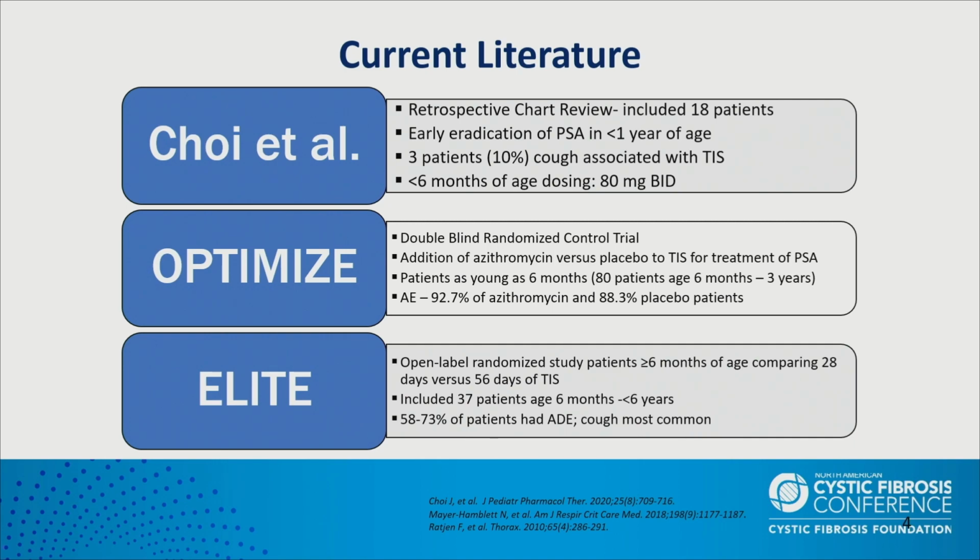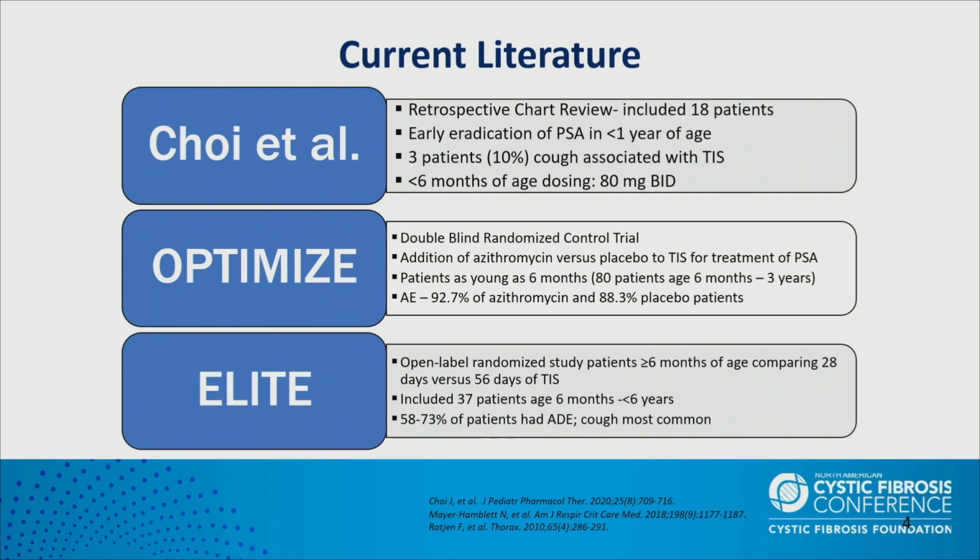They included patients from early to 1 year, but in the less than 6 month patients, they used a dose of tobramycin of 80 milligrams twice a day instead of the 300 milligrams twice a day. They did find 3 patients in their study, or 10%, that had cough associated with the inhaled tobramycin.